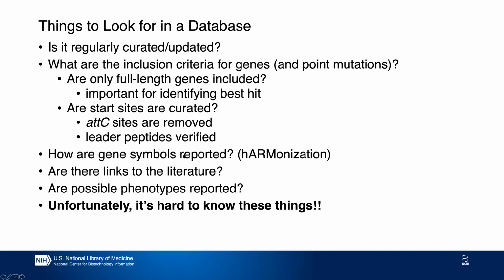Again, how are gene symbols reported? I touched on that on the last slide, and this is something where I think that the next talk will really show both how much variability there is in reporting gene symbols, as well as ways to get a handle on how to compare results from different tools. Are there links to the literature in the database, and are possible phenotypes reported? And the reality is, often you don't know this until you start using the tool.